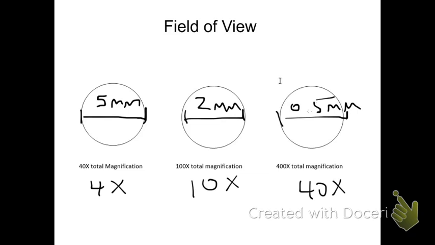That when you're using the 4x objective, you can see 5 millimeters across. When you're using the 10x objective, you can see 2 millimeters across. And when using the 40x objective, you can see half a millimeter across. That's your field of view.